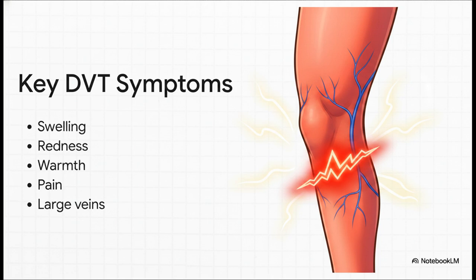Oh, and you might also spot some engorged superficial veins. That's because the pressurized blood is essentially looking for a detour. It's forced into collateral surface vessels, searching for any alternate pathway to bypass the deep obstruction. Recognizing these specific physiological signs is absolutely crucial.